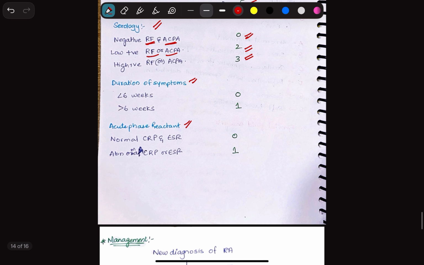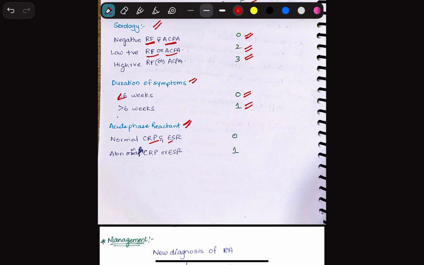For duration of the symptoms, we know that it is a chronic inflammatory arthritis, right? So therefore long duration. If the symptoms last less than 6 weeks, that is not much significant, right? So we award point 0. If they are persistent for more than 6 weeks, we award 1 point.